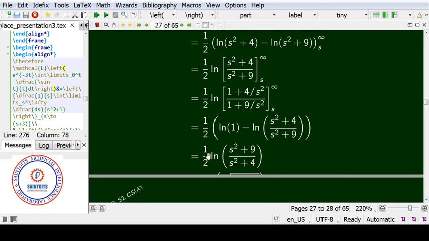One more step, we can take this 1 by 2 inside, because a log b is equal to logarithm of b raised to a. So logarithm of (s square plus 9 by s square plus 4) the whole raised to half. That is, logarithm of square root of s square plus 9 by s square plus 4. This much step is sufficient.